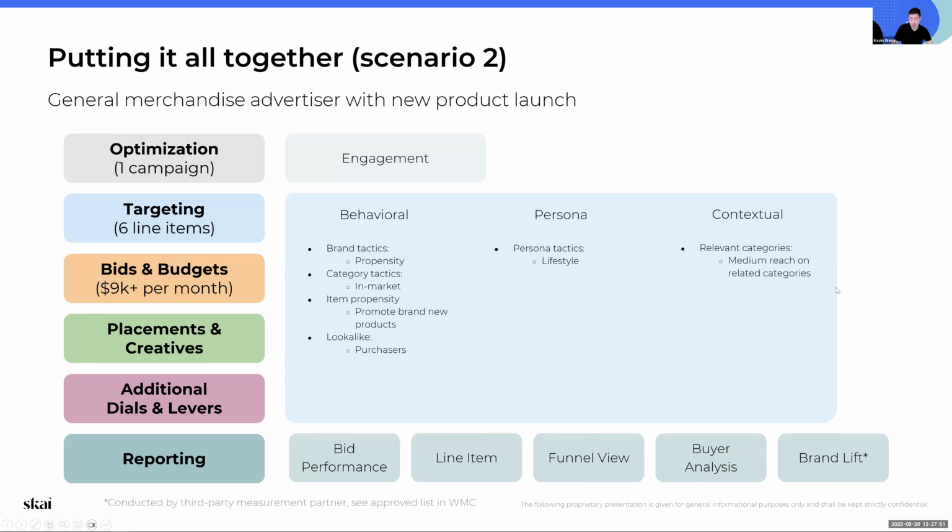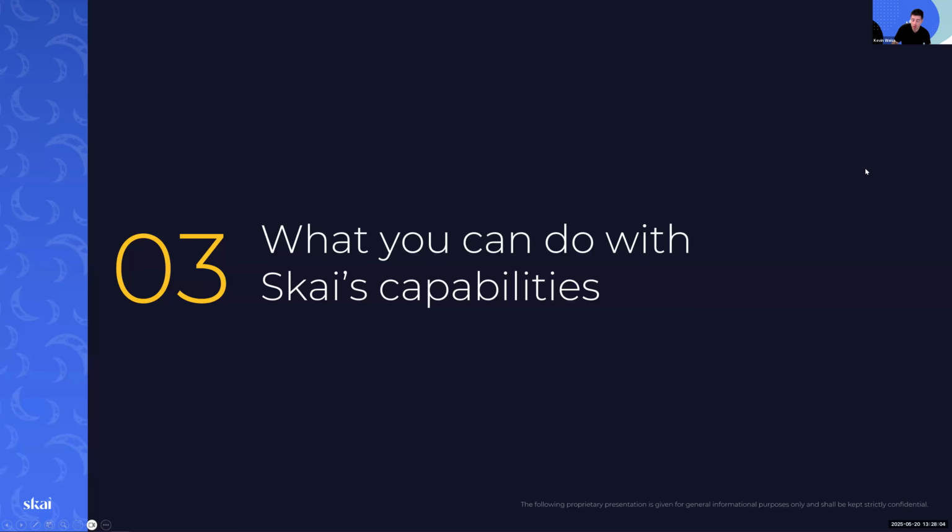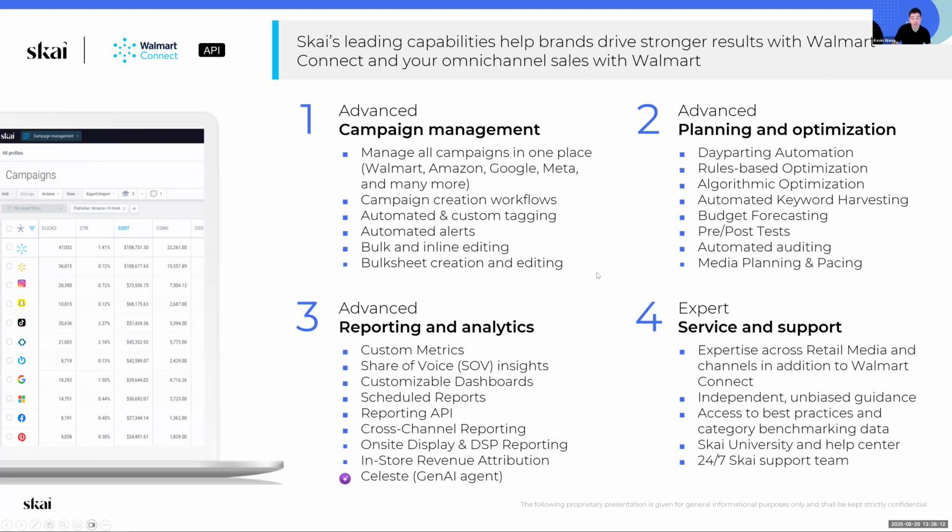There's a whole bunch of really cool capabilities if you're into that sort of thing and you're familiar with buying programmatically. So that's 2 different scenarios as we put it all together, and hopefully you found that really helpful. Now we're going to layer on what we can do with our AI-powered capabilities. Skai integrates with the Walmart Connect API, and we support your Walmart sponsored ads, your Walmart on-site display, and we actually have reporting for your Walmart off-site display. And all of this is available in a single URL and a single login.